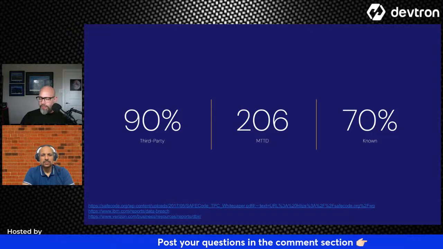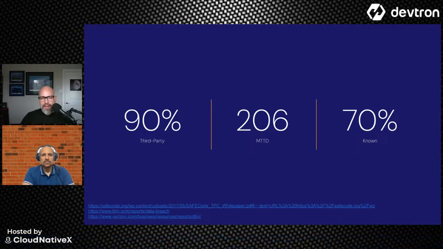Now, I did a little bit of research before this presentation and found some really interesting metrics that I think are important. So I've got three numbers on the screen: 90%, 206, and 70%. Of course, I'm not going to ask you to guess what these mean. But what they are is, first of all, 90%. That is from a 2017 study by SafeCode, where they found that 90% of software vulnerabilities are actually coming from third-party components, which is really interesting. Software is made up of so many different third-party components today.